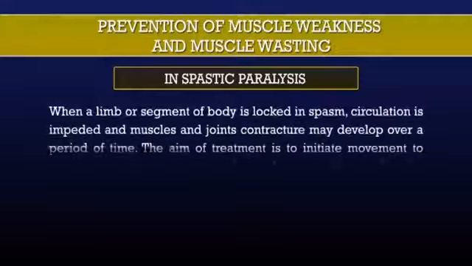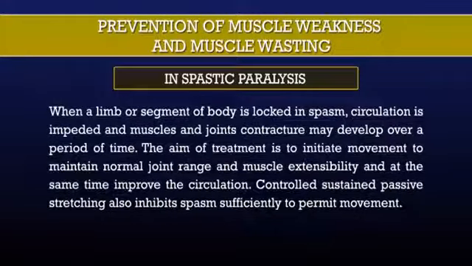When a limb or segment of the body is locked in spasm, circulation is impeded and muscle and joint contracture may develop over a period of time. The aim of treatment is to initiate movement to maintain normal joint range and muscle extensibility, and at the same time improve the circulation. Controlled sustained passive stretching also inhibits spasm sufficiently to permit movements.